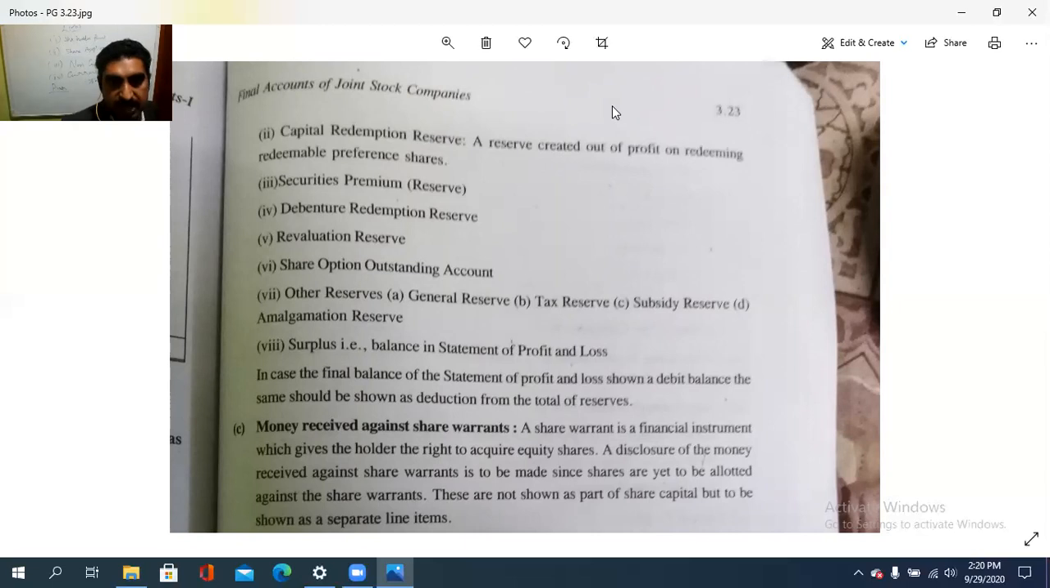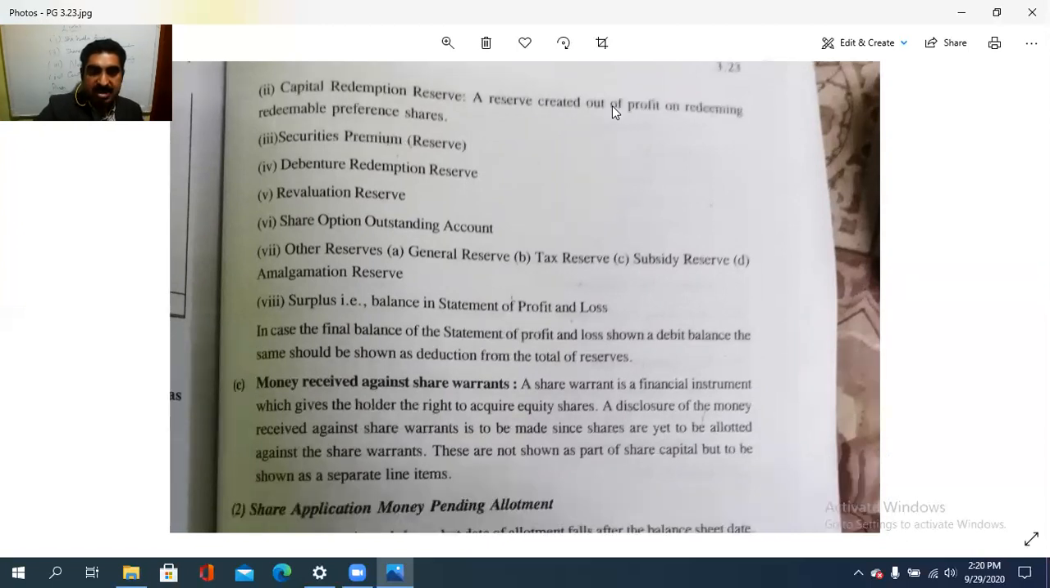So surplus, the balance in statement of profit or loss. In case the final balance of statement of profit and loss shows a debit balance, the same should be shown as the deduction from total of the reserve. Surplus അല്ല ഡെഫിസിറ്റ് ആണെങ്കിൽ ഈ റിസർവ് ഇന്ന് കുറച്ച് കാണിക്കണം എന്നാണ് പറയുന്നത്.